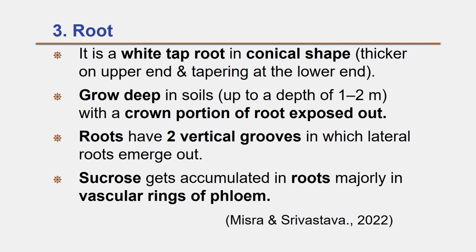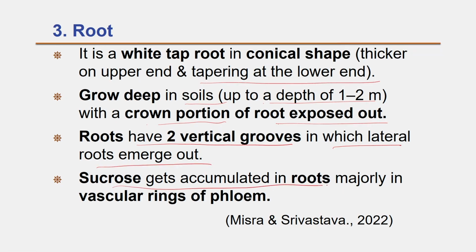Now see the morphology of the root. It is a white taproot in conical shape, thicker on the upper end and tapering at the lower end. It grows deep in soil, up to 1 to 2 meters, with the crown portion of the root exposed. So the crown is the portion where shoot and root meet each other. Roots have two vertical grooves in which lateral roots emerge. Sucrose gets accumulated in roots, the majority in vascular rings of phloem.